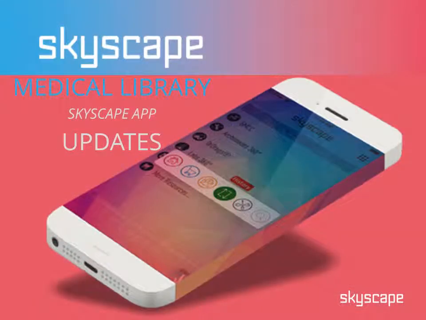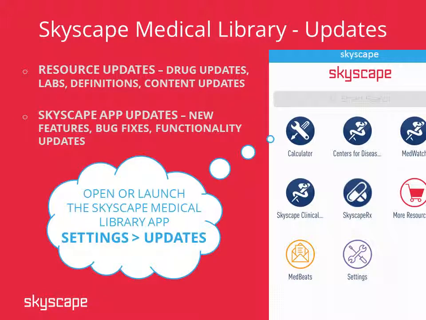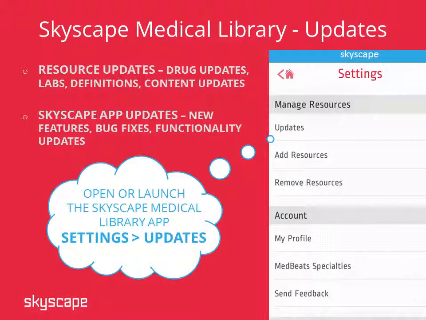Skyscape Updates. Please remember you have access to Skyscape Updates. Here is how to keep your Skyscape Medical Library current with the most up-to-date information. There are two types of Skyscape Updates. Resource Updates, which update the resources, drug updates, labs, definitions, content updates. And Skyscape App Updates, which include new features, bug fixes, functionality updates. To download the updates, open or launch the Skyscape Medical Library app, go to Settings and Updates.